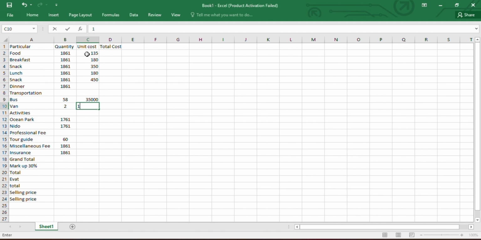For bus, we're going to put 35,000, while in the van, we're going to put 10,000. For our activities, for Ocean Park, we're going to put 750, and next for Nido is 999. For our tour guide, we're going to put 3,000. Skip the miscellaneous fee and proceed to insurance, so we're going to put 150.